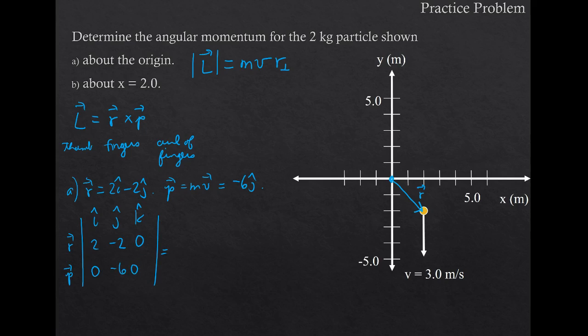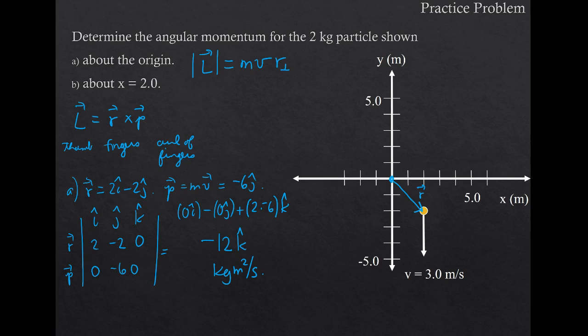And you're going to notice that basically everything is going to be 0 except for the k hat component. Okay, it's 0 i hat minus 0 j hat plus 2 times negative 6 minus 0 k hat. So negative 12 k hat is the angular momentum, and the units for this are kilogram meters squared per second.